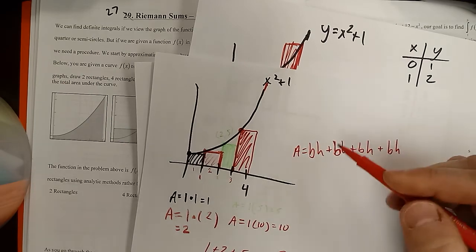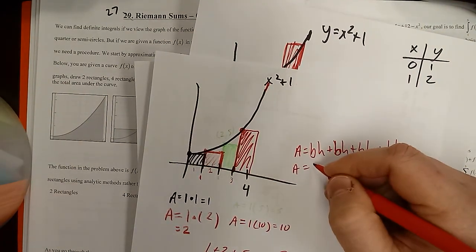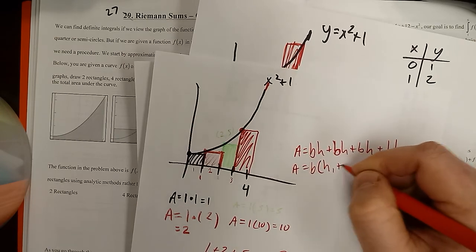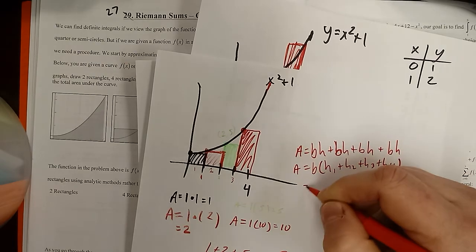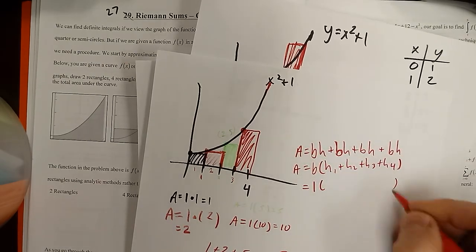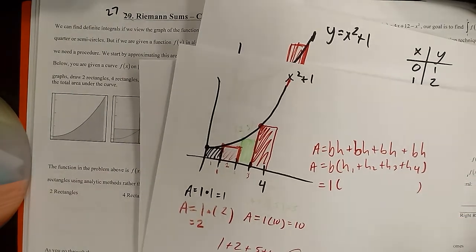This is silly though. They all have a base of 1. I've given them a uniform base, so I could just pull that base out front. And it's like height 1 plus height 2 plus height 3 plus height 4. And my base here was 1, and then I just say, well, find my different heights and add them up, and then multiply by 1. It's going to save us a ton of time.